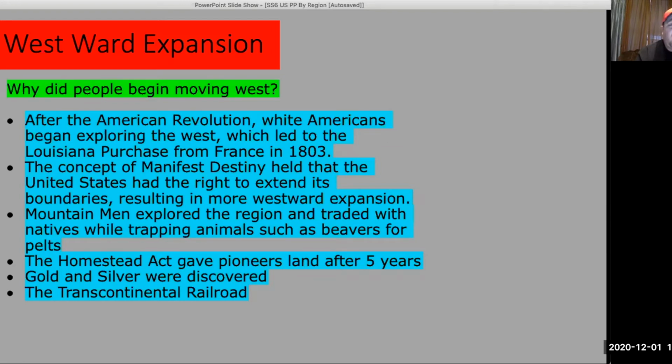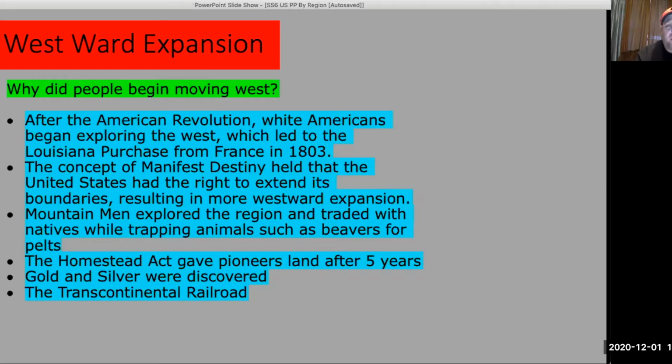Mountain men also explored the region and traded with natives while trapping animals such as beavers, which they sold as pelts. They would ship a lot of those things down the Mississippi River and into the Gulf of Mexico, where they would then transport those goods from the Gulf of Mexico back to Europe.